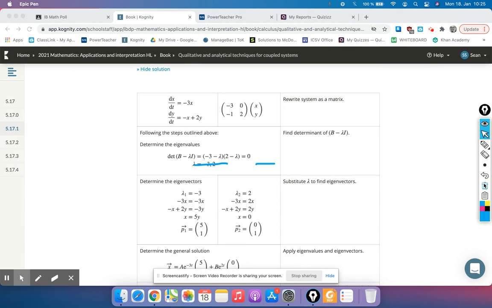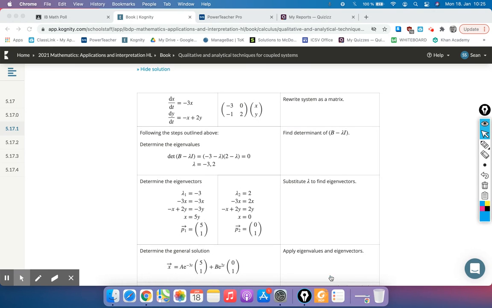The first thing we have to do, like here are the steps from Cognigy, is rewrite the system as a matrix. This first dx dt is only in terms of x. You could think of this as being like plus 0y. That's why there's a 0 here. And this negative 3 goes here. So we're just pulling off the coefficients. 2 is there, and negative x corresponds to the negative 1. So rewrite it as a matrix, and you don't even really need this part.